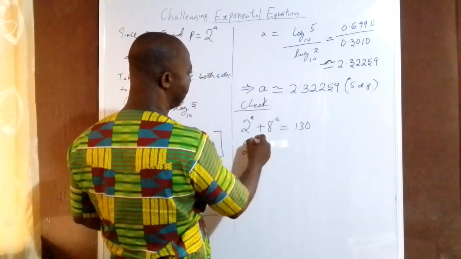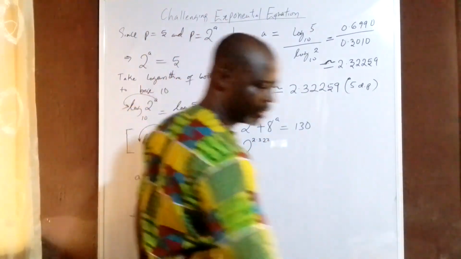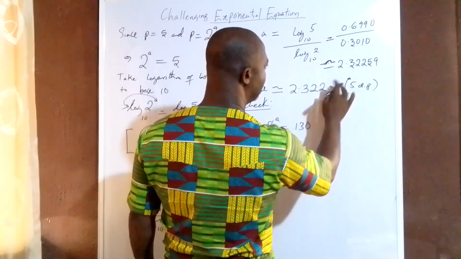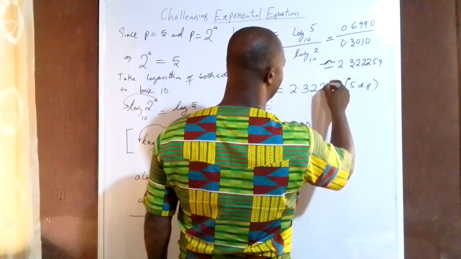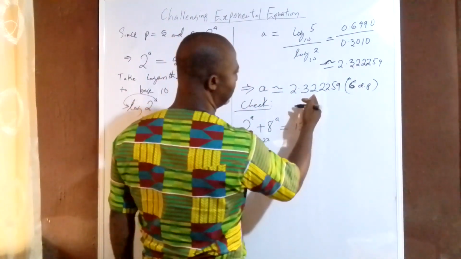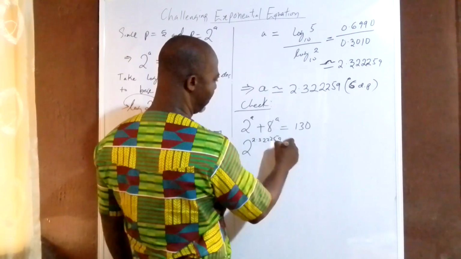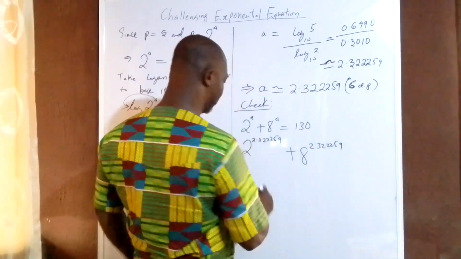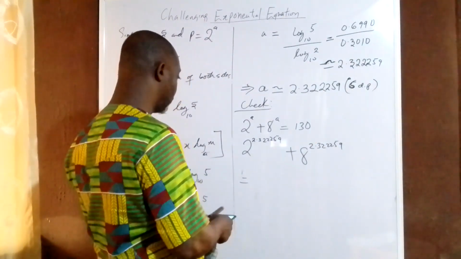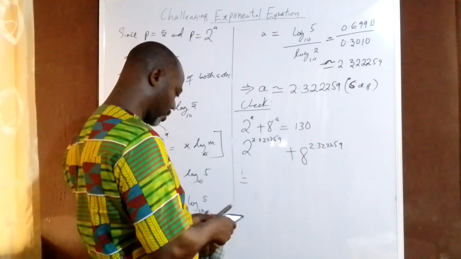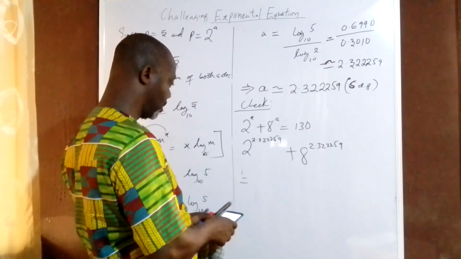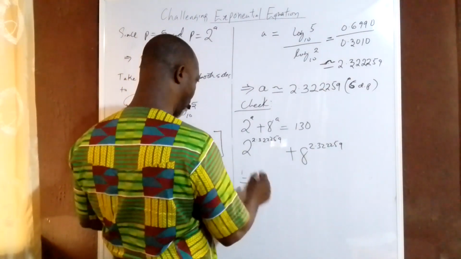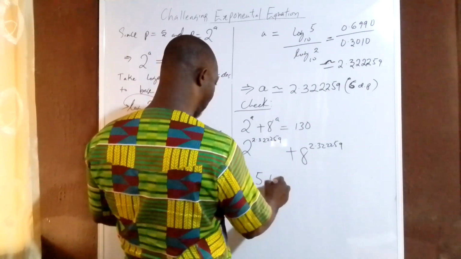So that will be 2 to the power of 2.322259, to 6 decimal places. Let's see what that gives us. 2 to the power of 2.322259 will give us 5.0011.